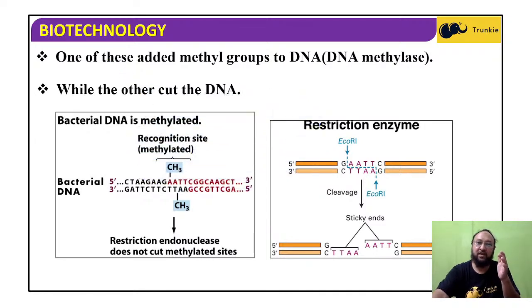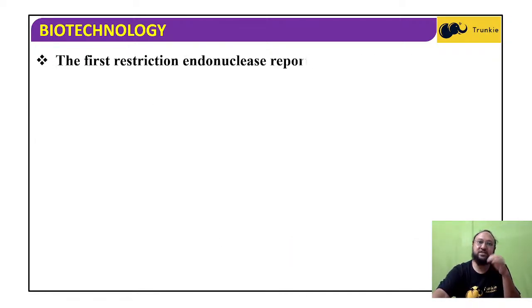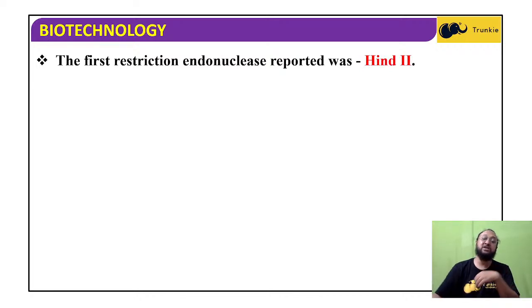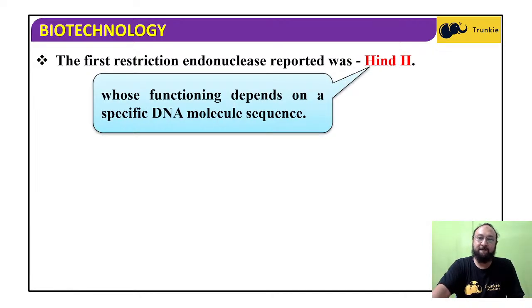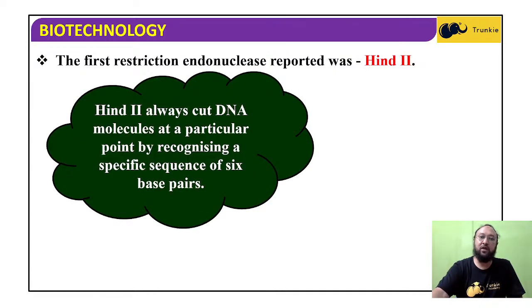I told you and explained yesterday. Okay? The first restriction endonuclease reported was Hind2. Its functioning depends on a specific DNA sequence, so it acts on a specific DNA site to cut it into fragments. Hind2 always cuts DNA molecules at a particular point by recognizing a specific sequence of 6 base pairs. So restriction endonucleases are of different types, and the first one reported and discovered was Hind2. Restriction endonucleases recognize specific sites in the DNA.